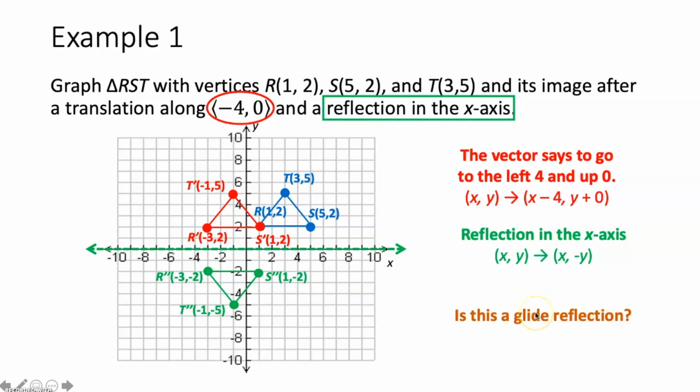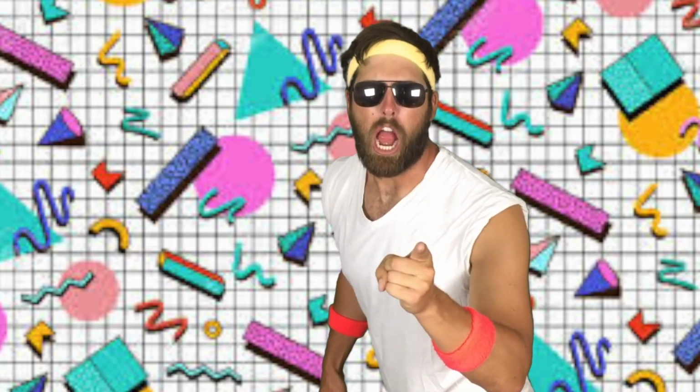Well, remember, what is a glide reflection? It's any composition of transformations that includes a reflection and a translation. Well, we have a translation and we have a reflection. Therefore, yes, this is a glide reflection. It's time for you to try.